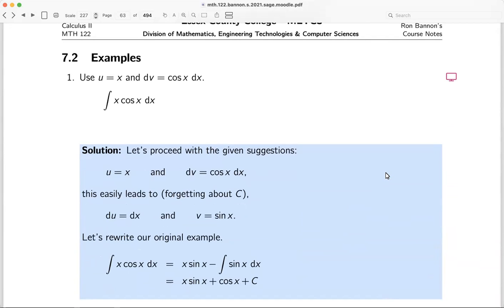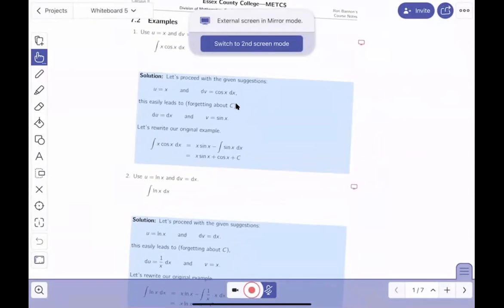Let me switch to the whiteboard, and we'll go through the examples one by one. Give me a second to get my whiteboard on. All right, so let's take a look.